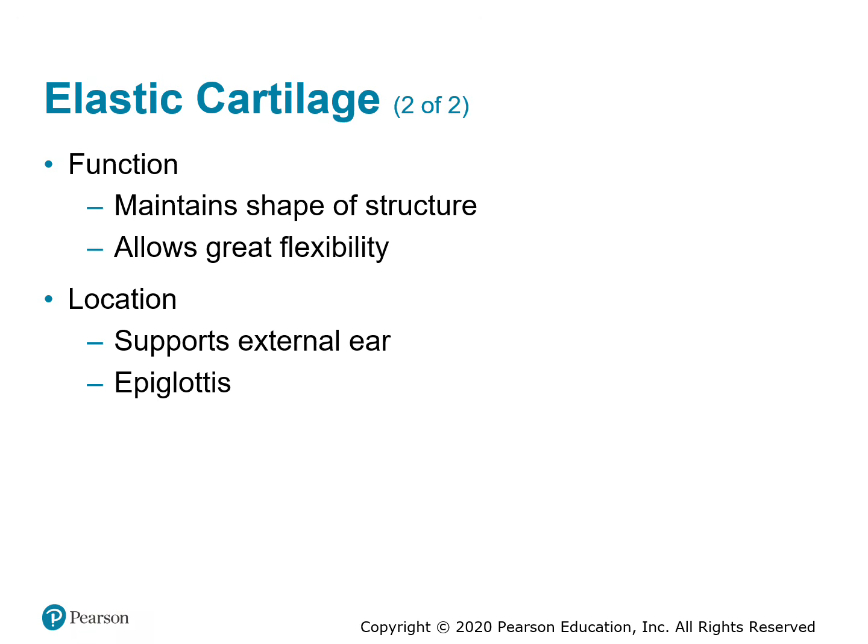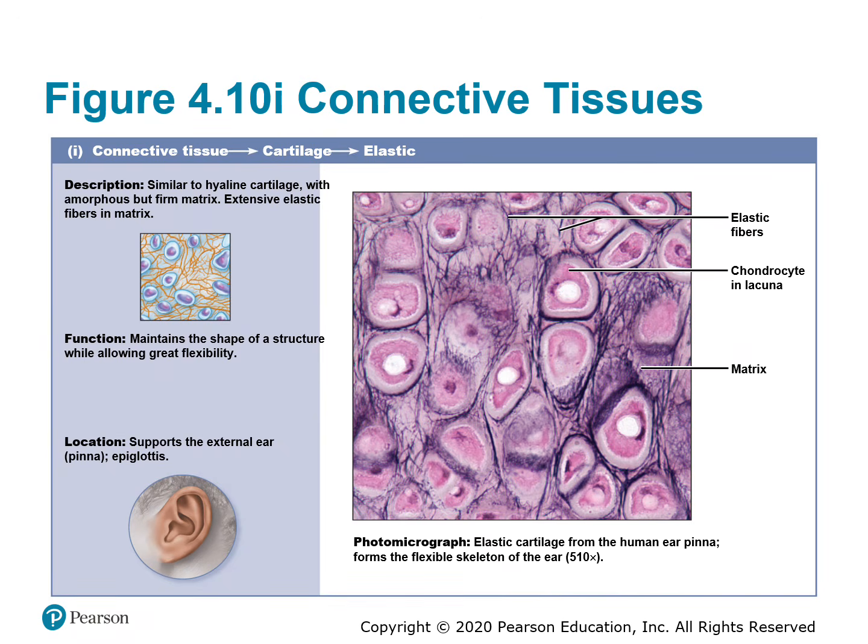Those elastic cartilages are super flexible, great at maintaining structure, and support the external ear and the epiglottis. The epiglottis is that little flap that prevents food from going into your trachea and sends it to your esophagus where it's supposed to go. The epiglottis doesn't always do its job, but it tries. It also supports the inner ear.